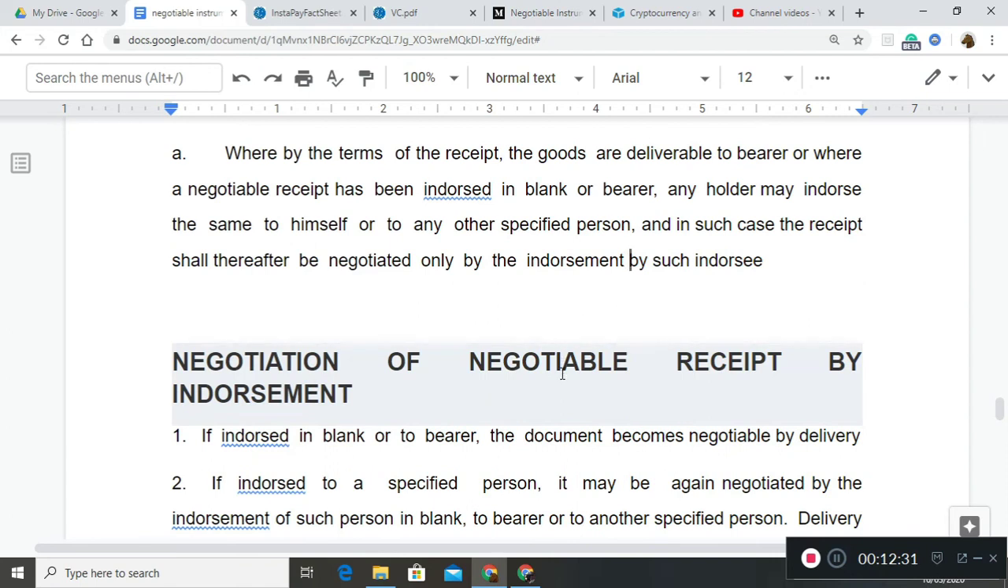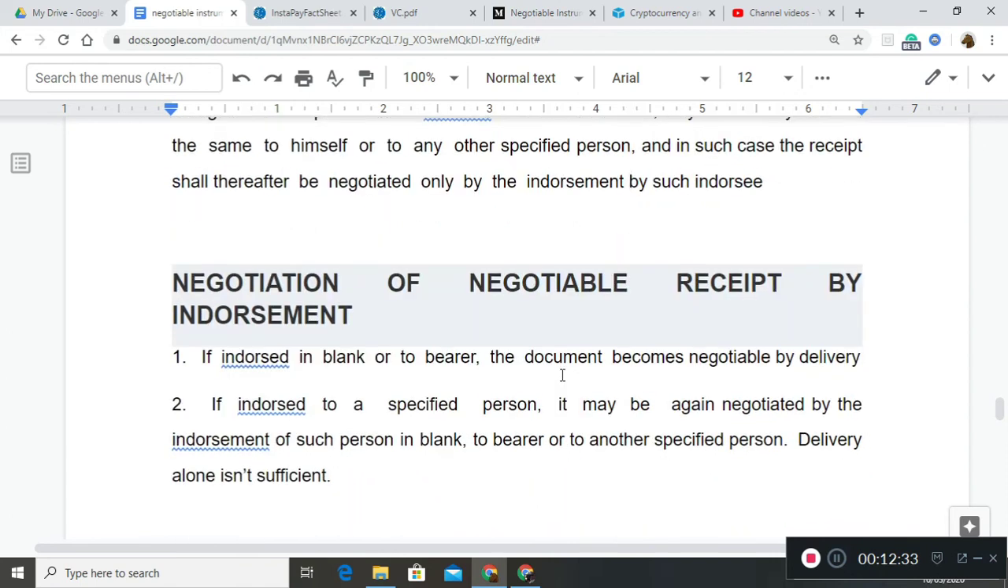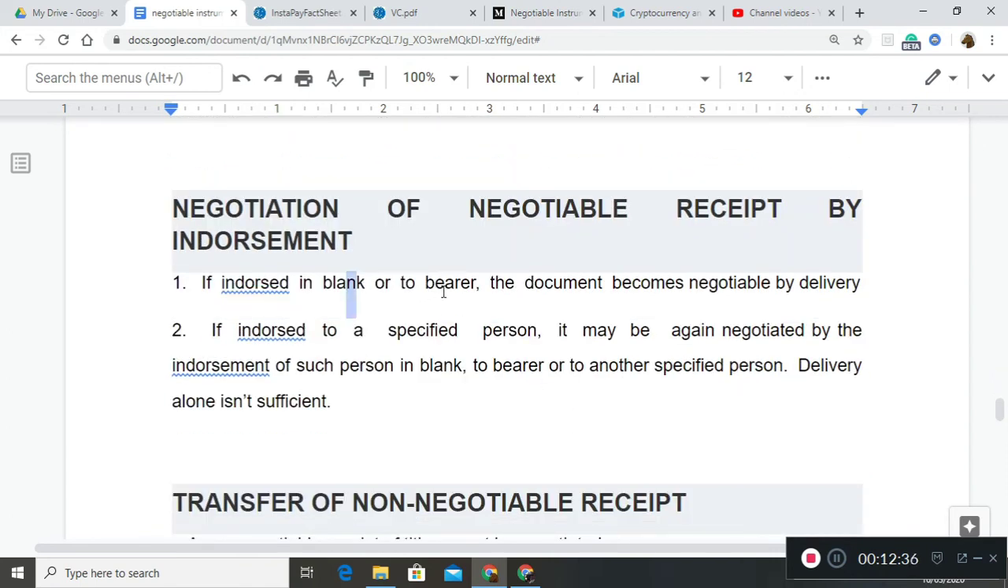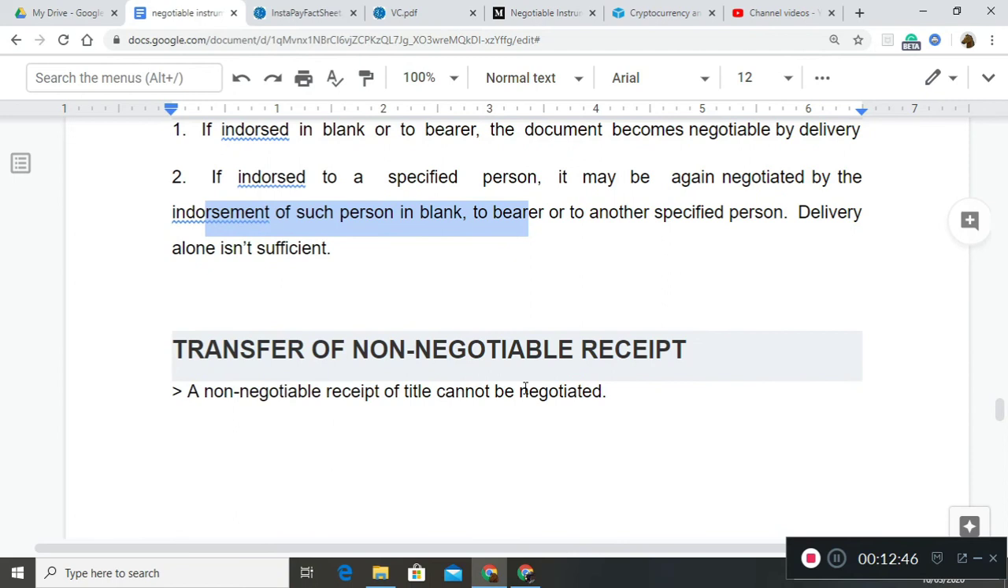The negotiation of a negotiable receipt by endorsement. So, endorsement in blank or to bearer, and again, to a specified person who subsequently endorses it in blank or to bearer.